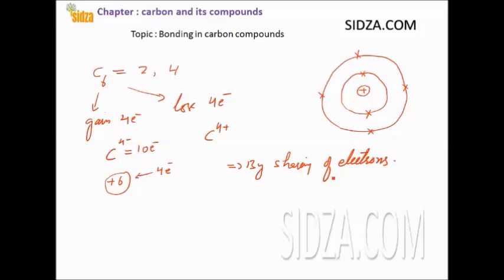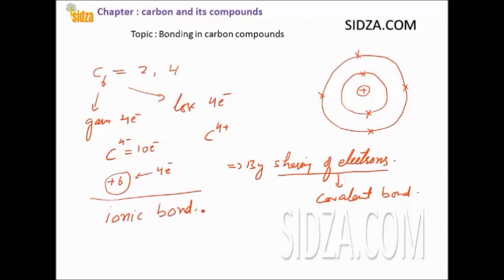The bond which is formed by the sharing of electrons is called a covalent bond. A bond which is formed by the loss and gain of electrons is an ionic bond. So carbon forms covalent bonds in different compounds. Since there are 4 electrons in the valence shell of carbon, the valency of carbon will be 4.